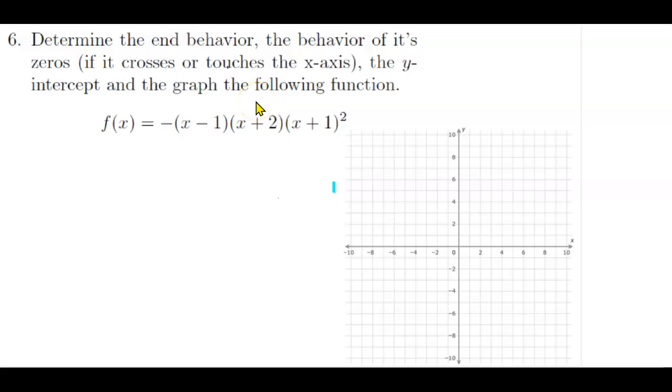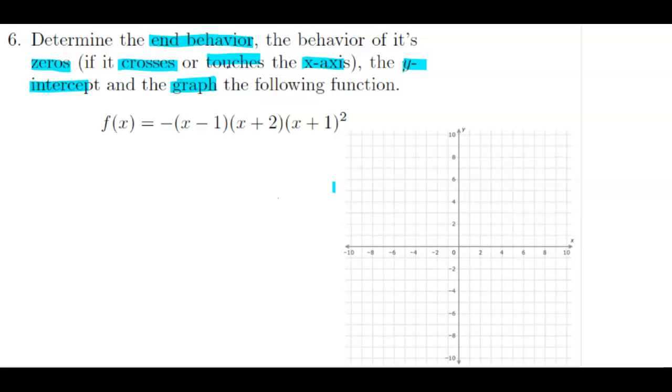So in this question, we want to graph the following function, which is f of x equals all of this. Now, in order to graph the function, we're going to use several tools. One of them is going to be the end behavior. The next one is how to use the zeros and whether it's touching or crossing the x-axis. As well, we can use the y-intercept to help us with the graphing.